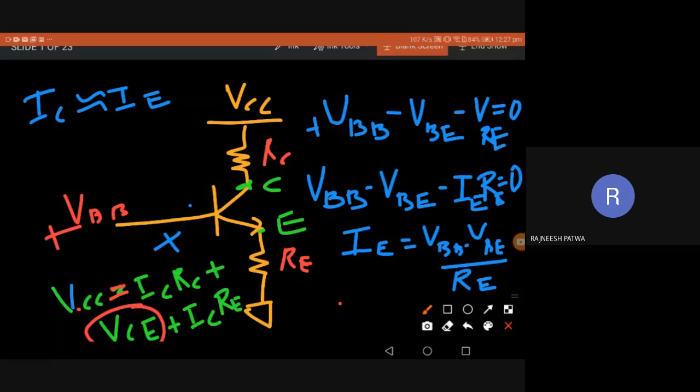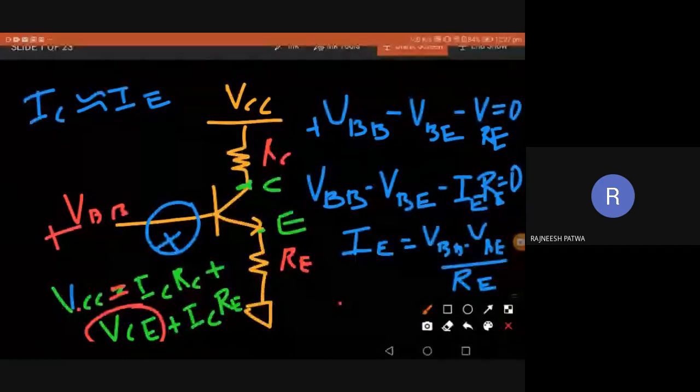So if RB is present, is it beta dependent? And if there is no RB, is it beta independent? No, we cannot say it like that. We cannot tell that if there is some RB it is beta dependent, and if there is no RB it is beta independent. We'll see an example where there is some RB and still it is beta independent. Let's see the next example.